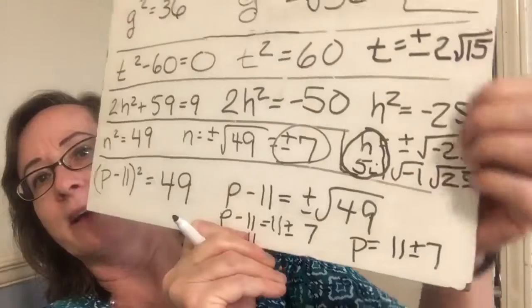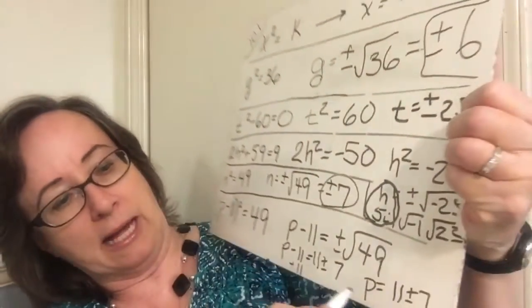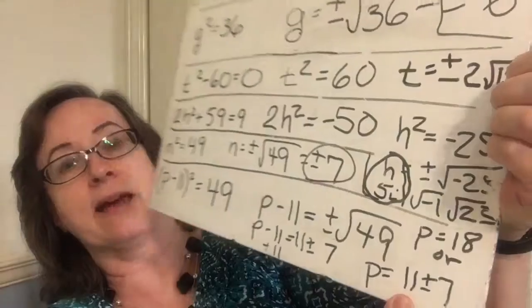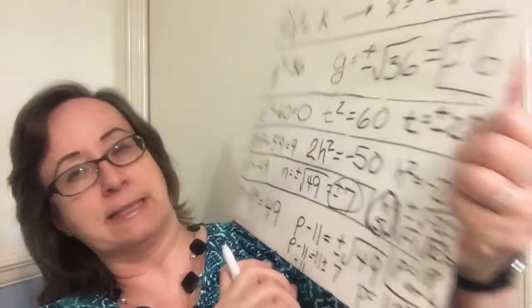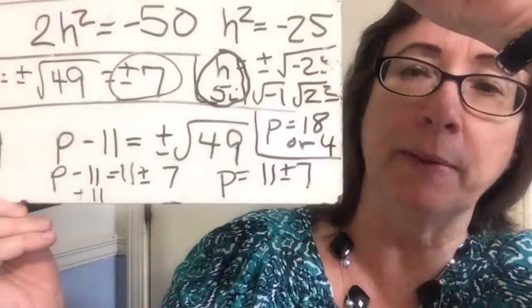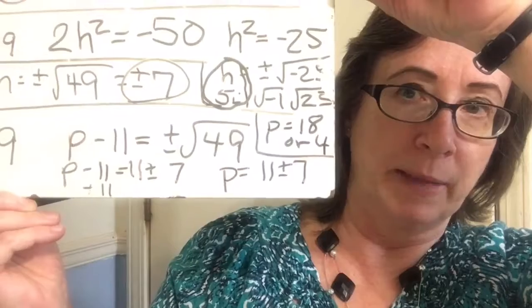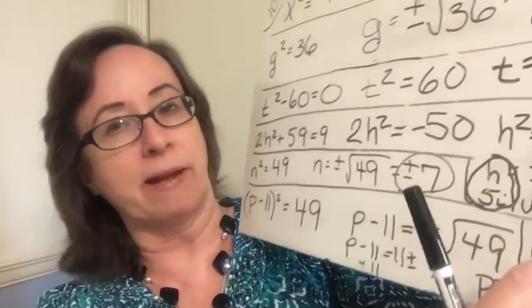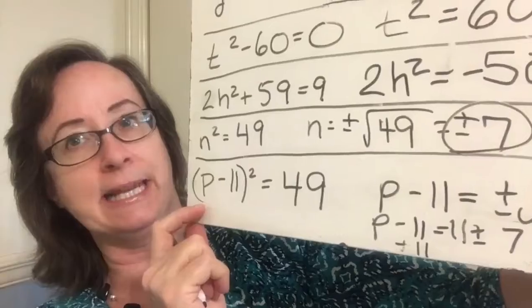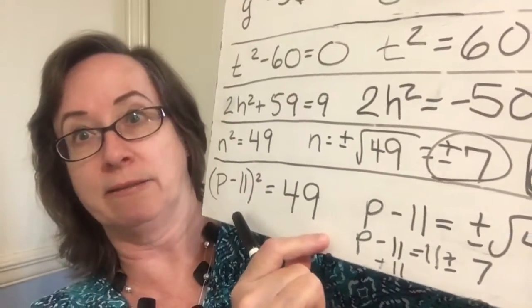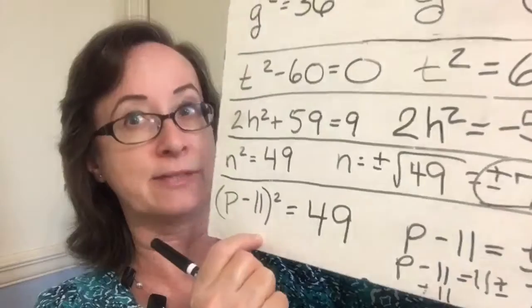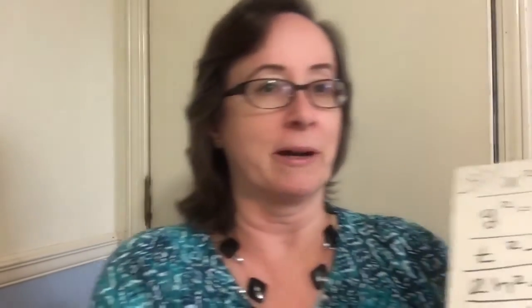Okay, and then I evaluate the two p's that are possible. So 11 plus 7 is 18. So p is 18, or 11 minus 7 is 4. P is 18 or 4. Okay, so now look at what happens if I take those numbers, 18 and 4, and I go back into here. Then will it make it true? Let's try the 18. Let's put the 18 back in here. 18 minus 11 is 7. 7 squared is 49. That one works. Let's take the 4. Okay, 4 minus 11 is negative 7. And negative 7 squared is 49. So they both work. Okay, so now we're going to do some other problems.